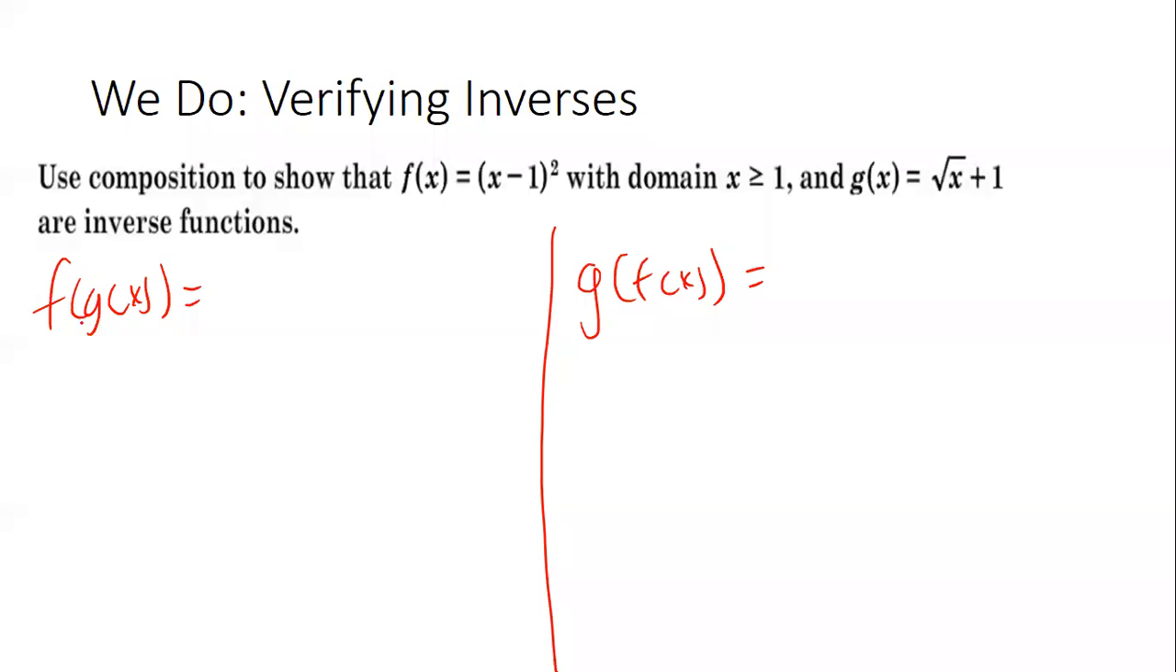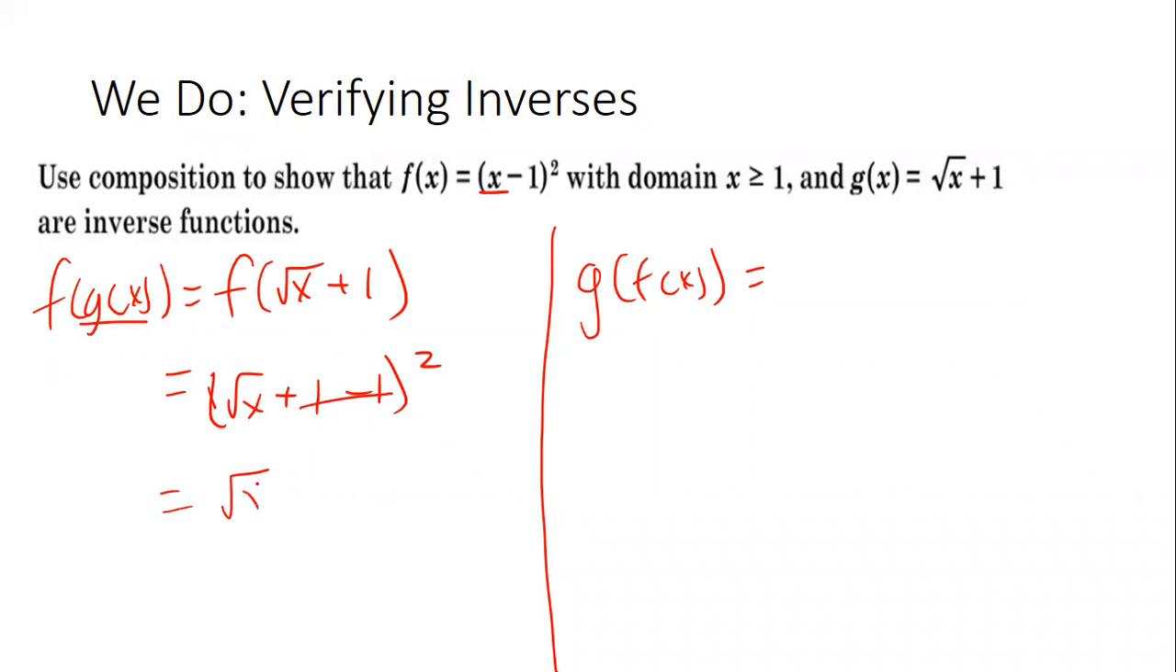So here, we're substituting in g of x, which is the square root of x plus 1, which equals, where x is, it now becomes parentheses, square root of x plus 1 minus 1 squared. Your ones cancel out, and you're left with square root of x squared. Your square and your root cancel out, and you're left with x. So are they inverses? Yes.